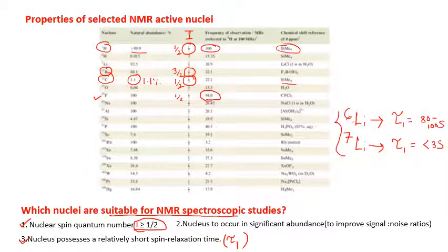So if you compare these two T1 values, it is appropriate for NMR spectroscopy to observe the lithium-7 nucleus. This nucleus, lithium-7, is more appropriate for NMR spectroscopic observation, and it is also favored because its natural abundance is much higher than lithium-6. The natural abundance of lithium-7 is 92.5%, as you can see in this chart. Although lithium-6 is also NMR active, lithium-7 is preferred because of its relatively lower relaxation time and also its higher natural abundance value.